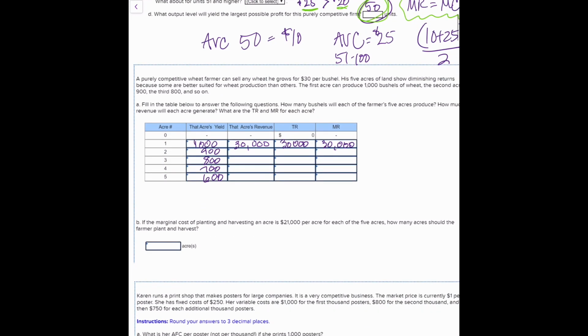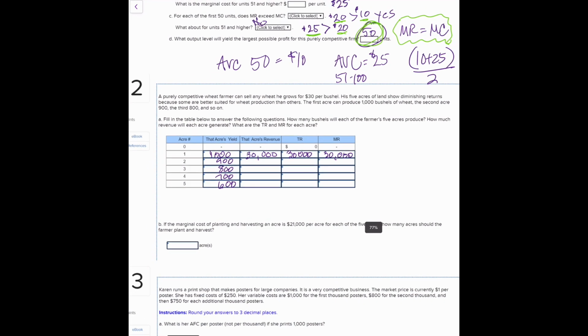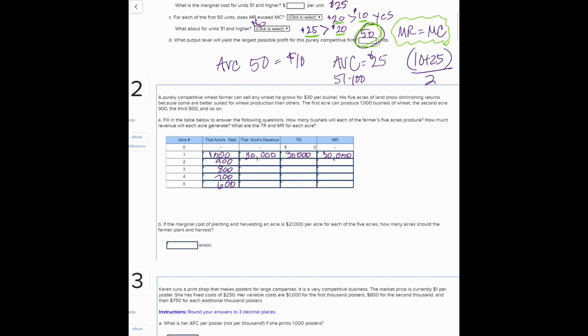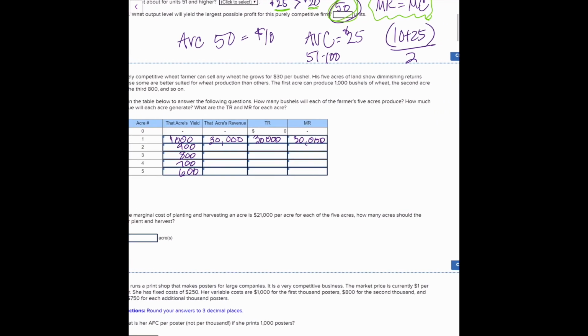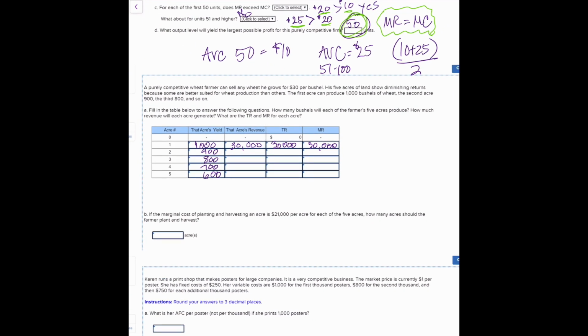For number 2, I realize that sometimes we get different versions of this, so what I'm going to go over may not match, in fact it does not match, what's on the homework answer sheet that I gave you, and it may not match what you have, but it should still be instructive in how to come up with the correct answer. This one tells us that a purely competitive wheat farmer can sell any wheat he grows for $30 per bushel, and he has diminishing returns on his land because some acres are better suited for wheat production than others, but we get the production outputs from the problem here. So the yield for the first acre and so on.